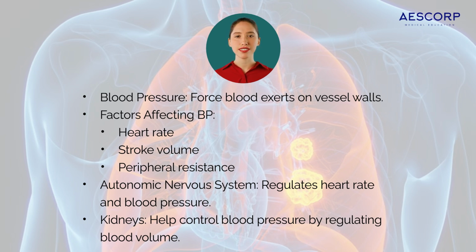The autonomic nervous system, ANS, plays a key role in regulating heart rate and blood pressure by controlling the contraction and relaxation of the blood vessels. Additionally, the kidneys help control blood pressure by regulating blood volume.